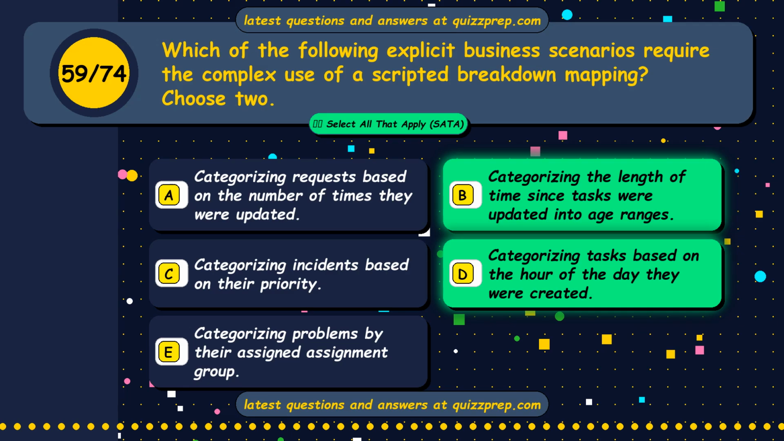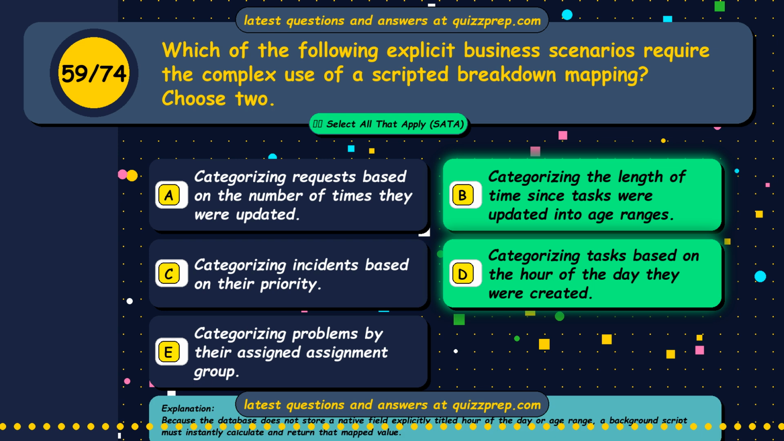The correct answers are options B and D, categorizing the length of time since tasks were updated into age ranges. Categorizing tasks based on the hour of the day they were created. Because the database does not store a native field explicitly titled hour of the day or age range, a background script must instantly calculate and return that mapped value.